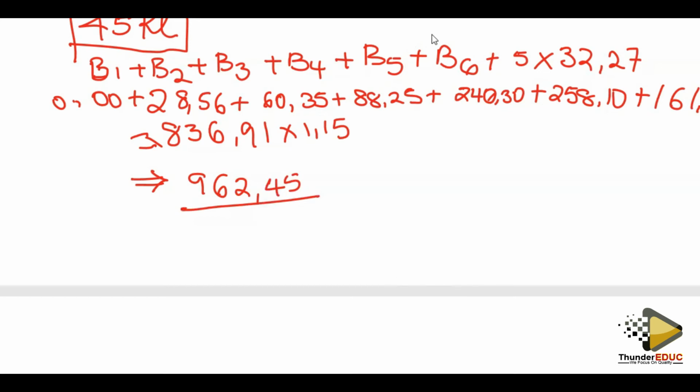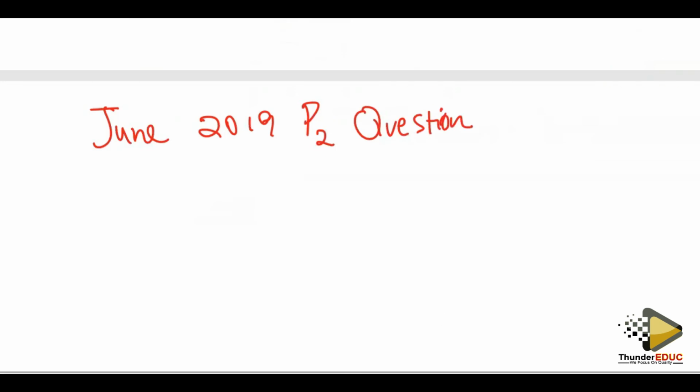All right. There's a question that came in. We're going to do it here. This is from June 2019. It was paper 2. Question. We should just check it now and we see. It's question number 1.1.3. And here we go. We have a table like this. Look at that.